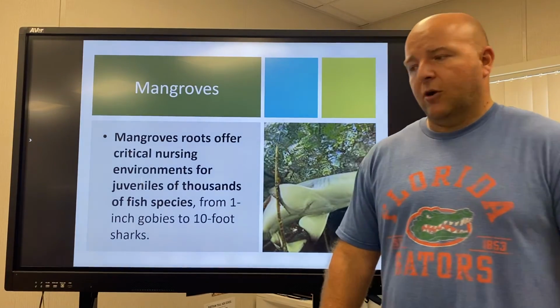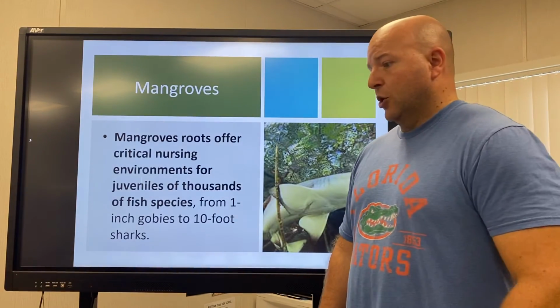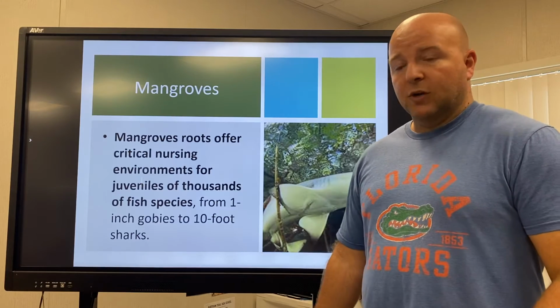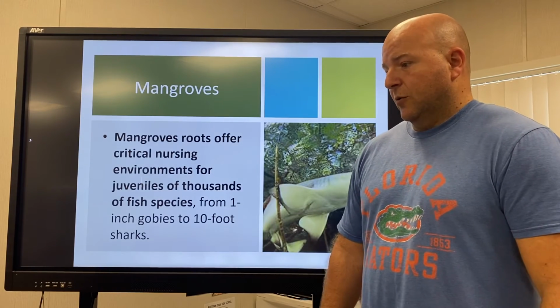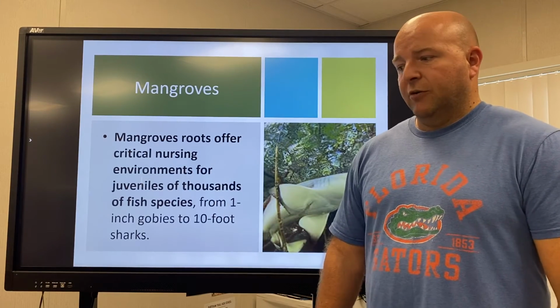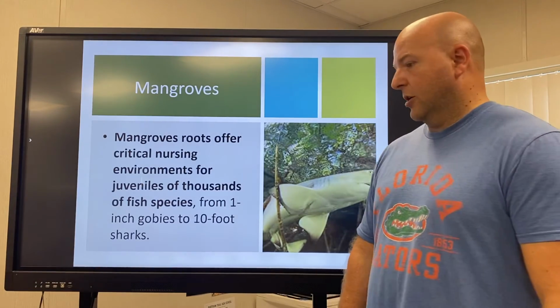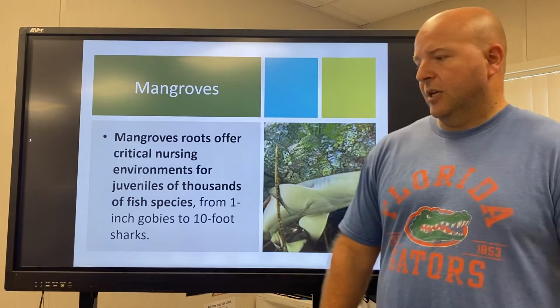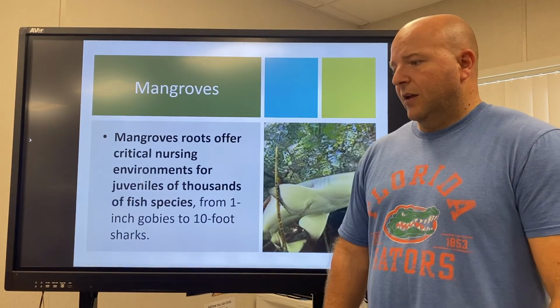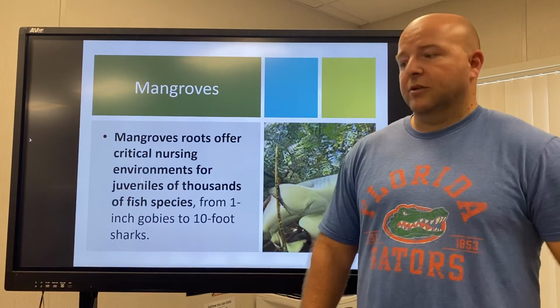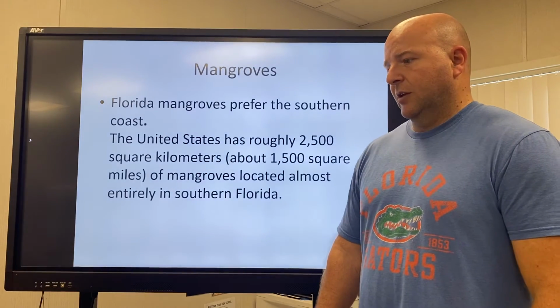Mangrove roots offer very critical nursery environments as well. Thousands of juvenile fish species, anything from little tiny gobies to larger sharks. You can see a shark here in the image. Just very, very important nursery environments.